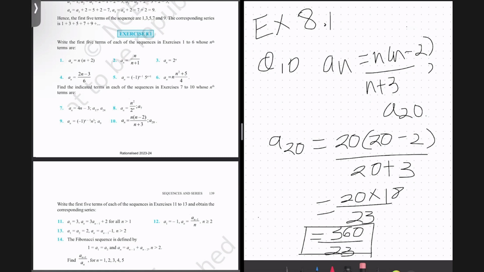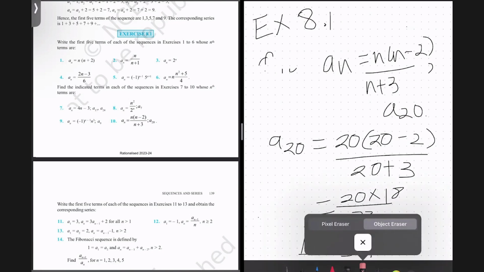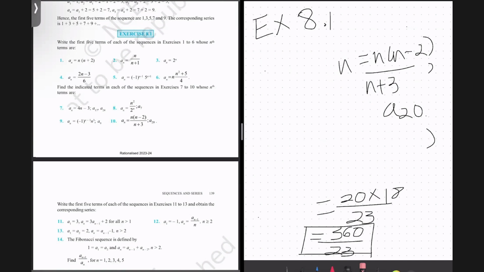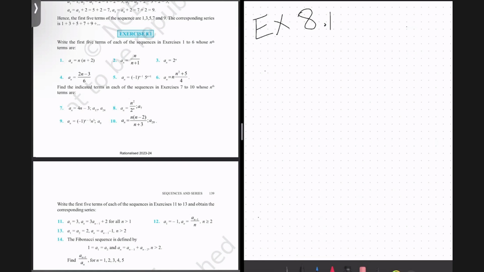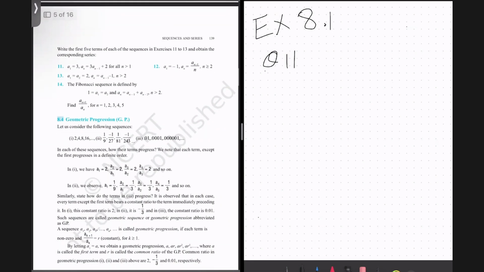And so that was question number 1, question number 7 to question number 10. And let us now proceed to the next questions of this exercise. Let's start with that. So for the next questions, we have: write the first 5 terms of each of the sequences in exercises 11 to 13 and obtain the corresponding series. Right. Okay. So this has been fairly straightforward.